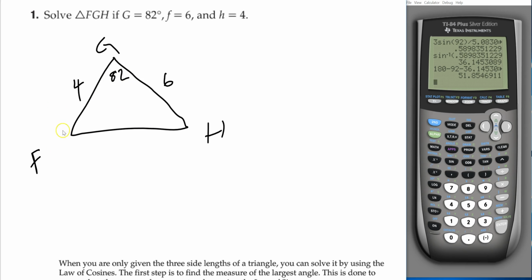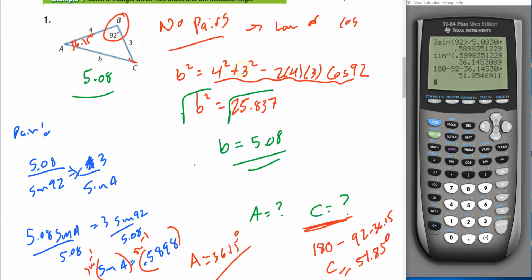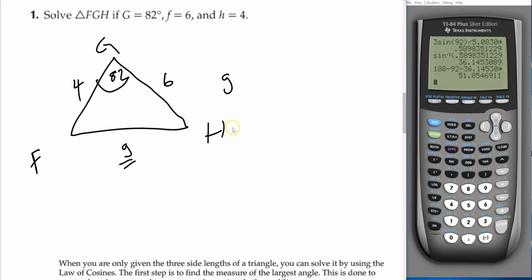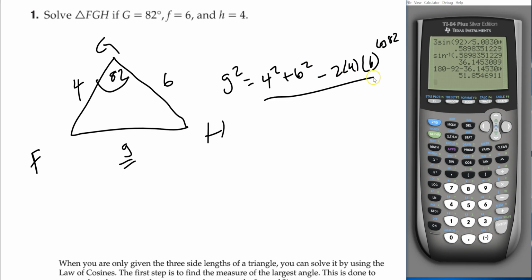Once you notice again, this is law of cosines. You have no pairs. I don't have little g, I don't have big H or big F. So I do law of cosines again. First thing I have to do is find my side here, so you plug into that formula like it's C. So in this case, G squared equals 4 squared plus 6 squared minus 2 times 4 times 6 cosine of 82. You put this all into your calculator, you get G squared equals some value, square root it, and you get your answer for G.